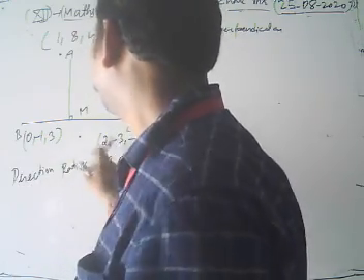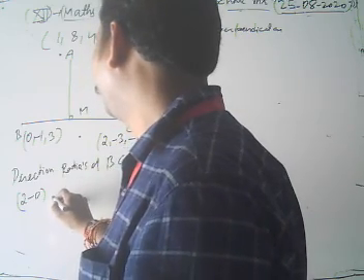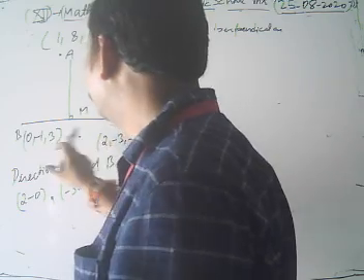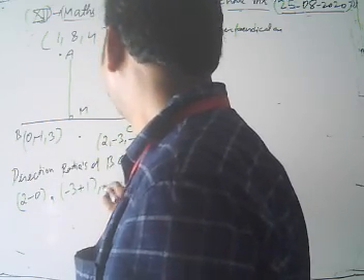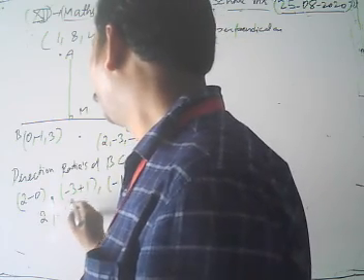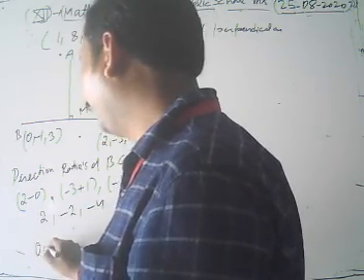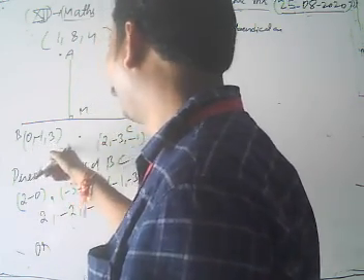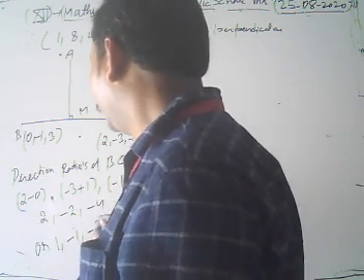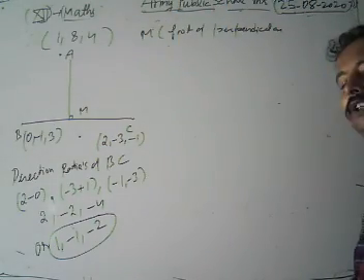How can you find them? 2 minus 0, minus 3 minus minus 1... that is minus 3 plus 1 which is minus 2, and 1 minus 3, which is minus 2. So we get 2, minus 2 and minus 4, and dividing by 2, the direction ratios of BC are 1, minus 1 and minus 2.